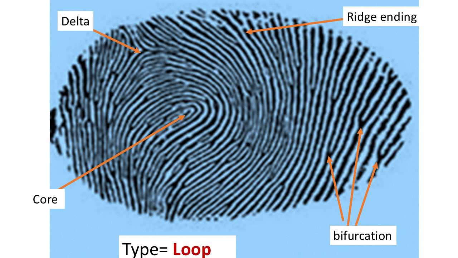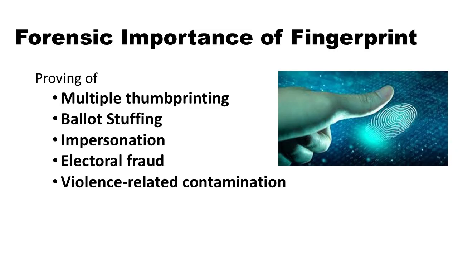Now, this fingerprint is very good in proving multiple thumb printing, ballot stuffing, impersonation, electoral fraud, violence-related contamination. For example, just as I said, if you're able to confirm that fingerprint on one person.